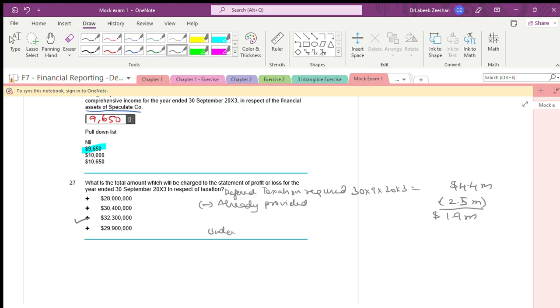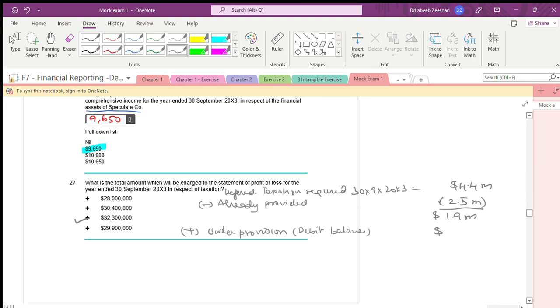Under provision. Add. Because it is a debit balance. How much is the under provision? 2.4. Is it right? Under provision is 2.4. Add additional taxation. How much additional taxation? 28 million.